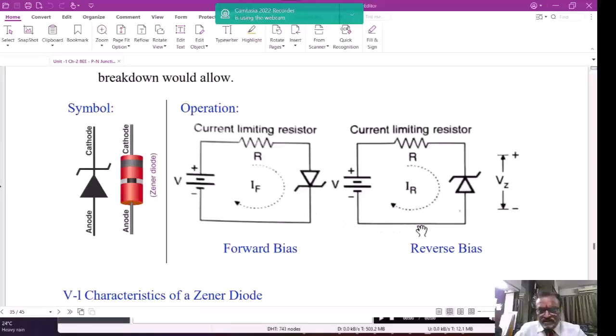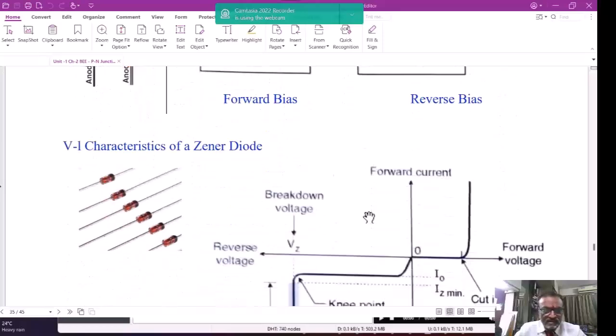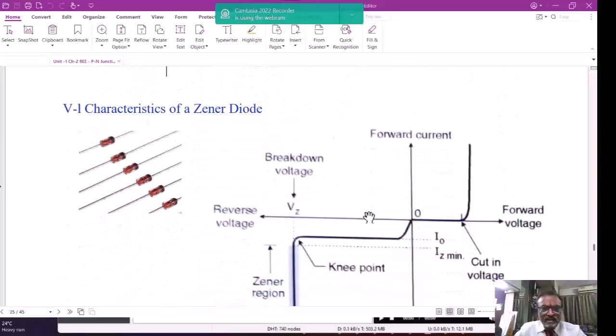Zener diodes are normally used as a voltage limiter in the reverse breakdown region. The voltage across the Zener diode is normally denoted by the symbol Vz. The current flowing through the Zener diode is denoted by IR or IZ. IR stands for reverse current or Zener current. Let us see the VI characteristic of a Zener diode.